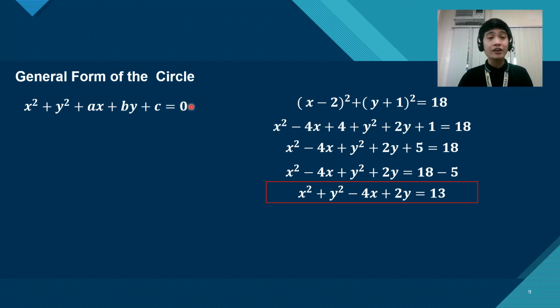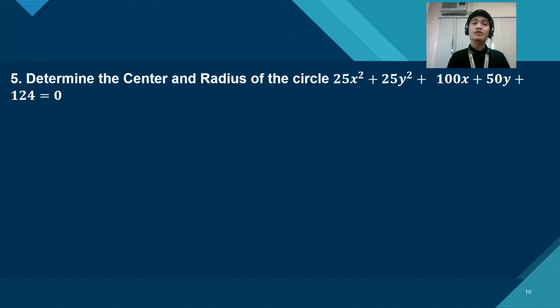Okay, so yan po ang general form of the circle. Okay, so let's move on to our last example. So it states there: determine the center and radius of the circle 25x squared plus 25y squared plus 100x plus 50y plus 124 equals 0.